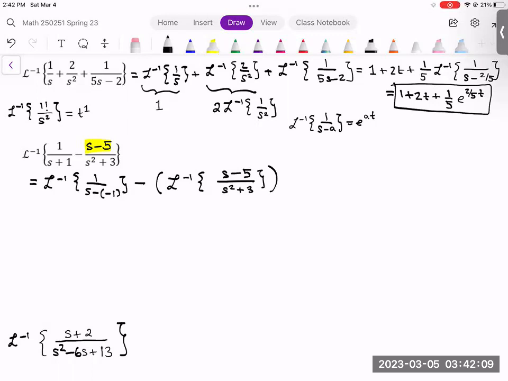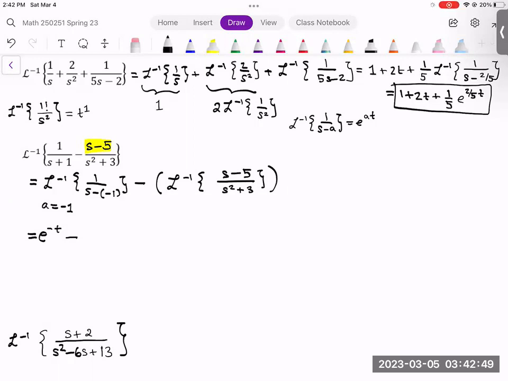So first off, let's think about matching. Let's see, this first expression is not too bad. This has the format of the exponential. So here a equals -1. And so we have e to the negative t. Then we're going to be subtracting off. Okay. Now for this next term, first take a look at the denominator. So we see s squared plus 3. And then take a look at the numerator. We have s minus 5.